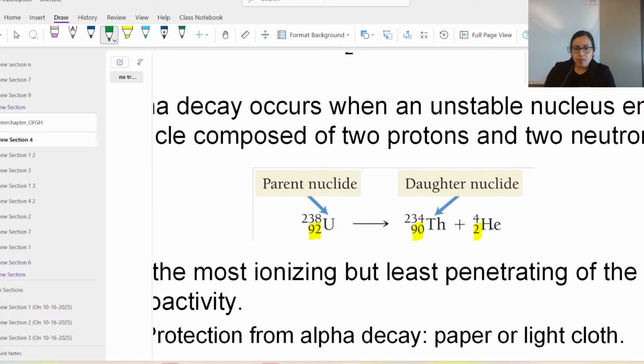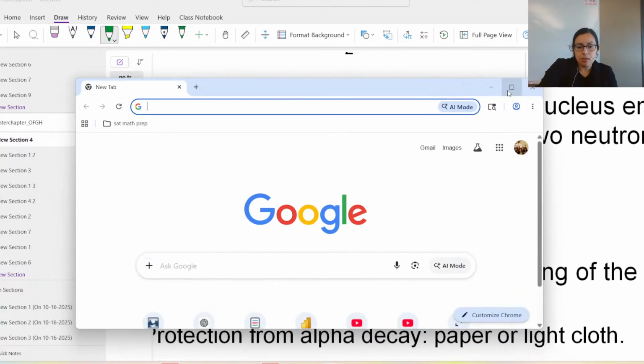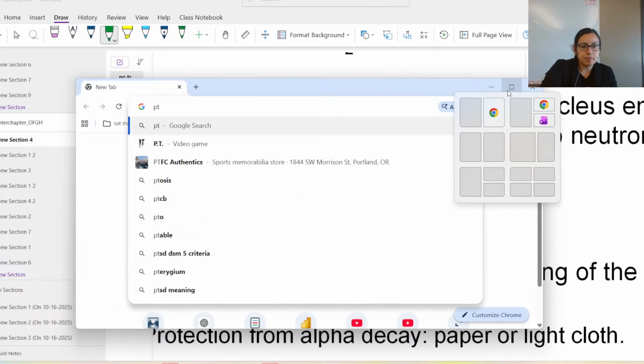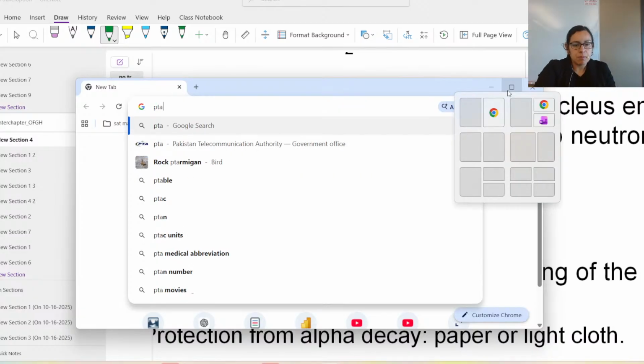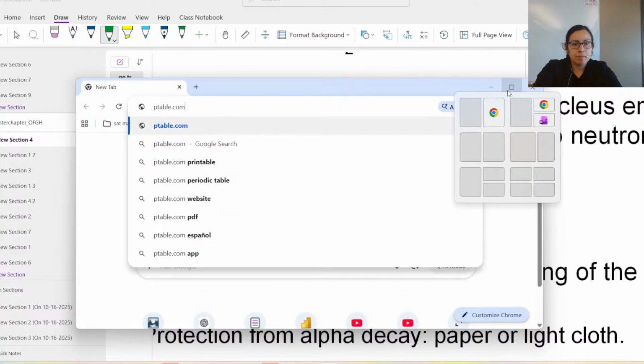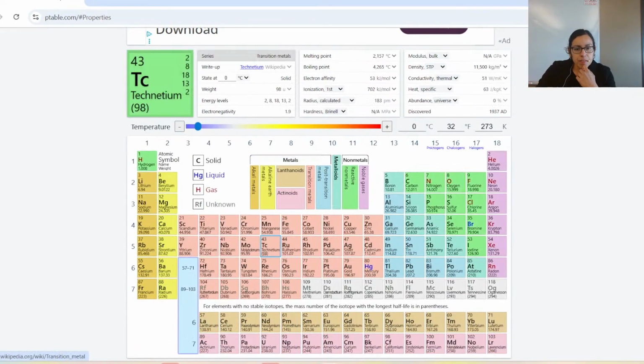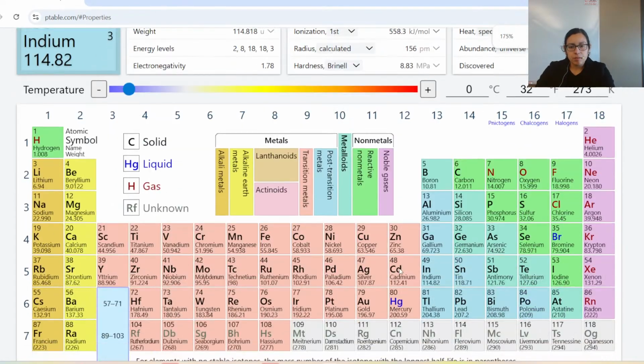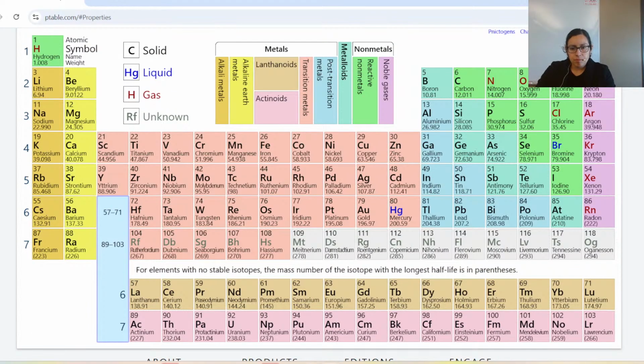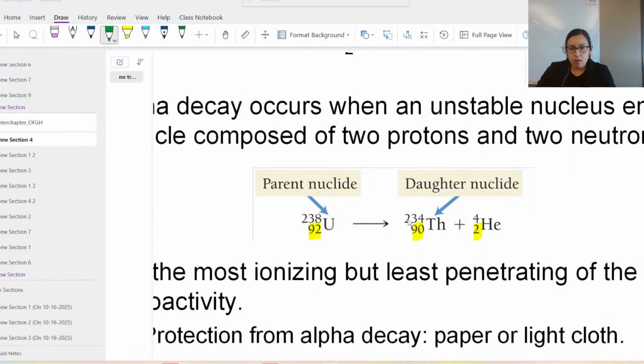Let me pull up our periodic table just so we're all on the same page. Oh, come on, periodic table. Did not pull it very fast. So 92 is down there with uranium. Okay, that matches with our equation.